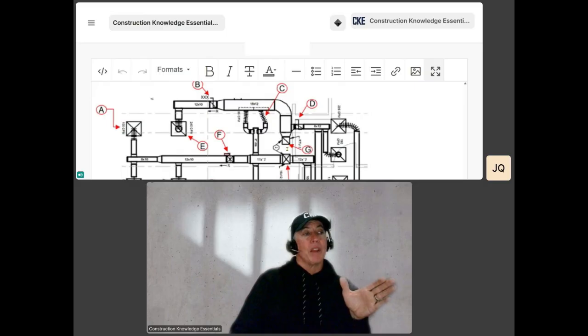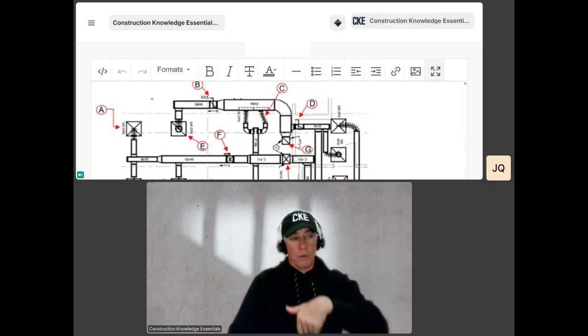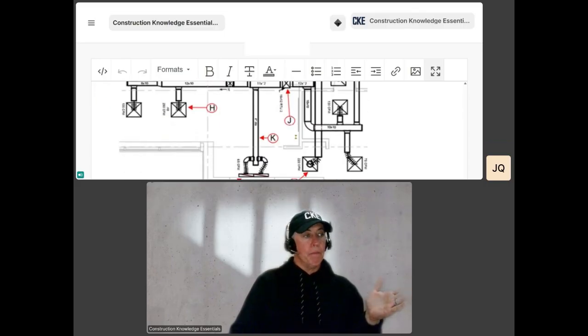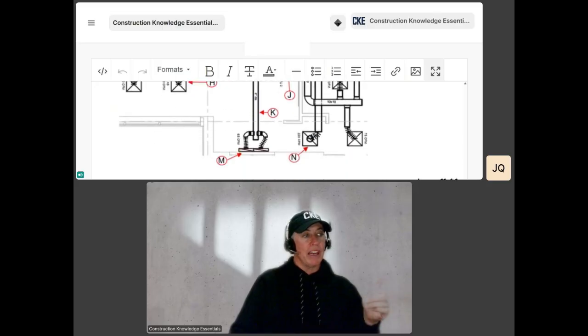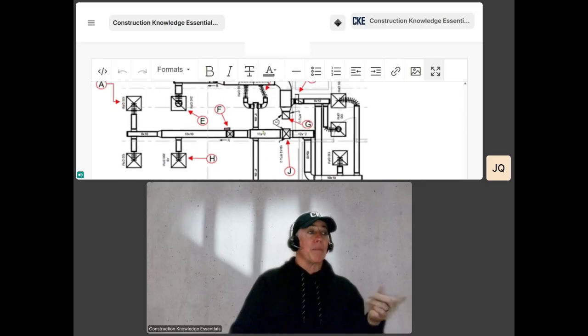Oh, I see what it did. This is your return. The cross here, this is your supply. The return is now sucking air and bringing it back to the unit. So you have this side, which is returning air. You have this side, which is coming off the main trunk for the feed.